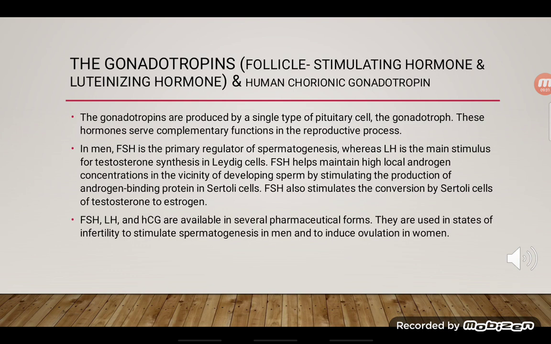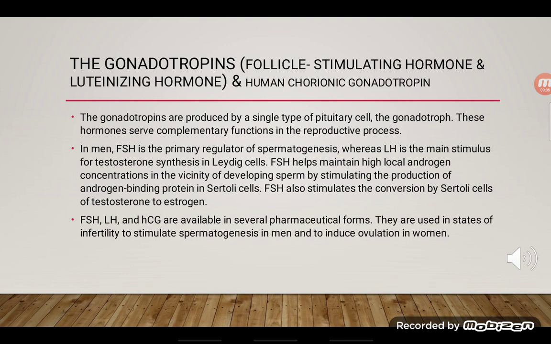Okay, now we come to the gonadotropins: the follicle-stimulating hormone, the luteinizing hormone, and the human chorionic gonadotropin. We know that the gonadotropins are produced by the pituitary cells, and they are very important in the reproductive process. So for males, for example, FSH is the primary regulator of spermatogenesis.